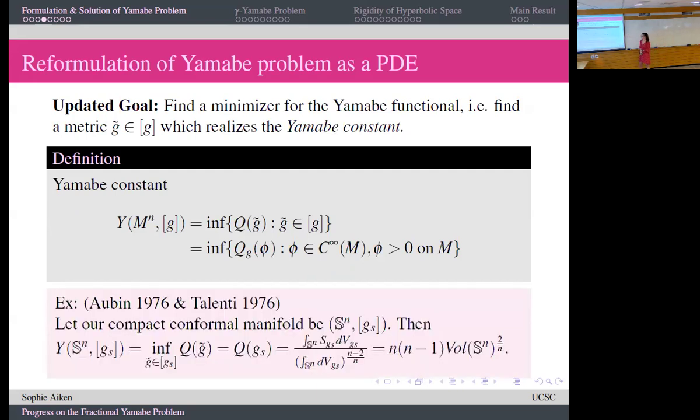Okay, in general, it's not easy to know which conformal factor or which conformal metric actually realizes this infimum, but we do have an example here for the standard sphere, where across your conformal classes of the standard spherical metric, the standard spherical metric is actually the one which realizes the infimum, and we get that the Yamabe constant is equal to this factor times the volume to a power.